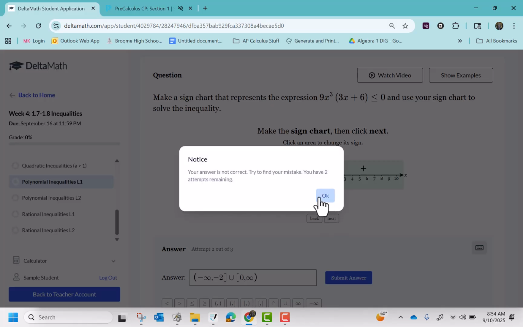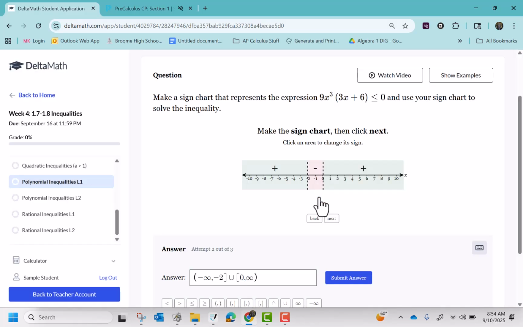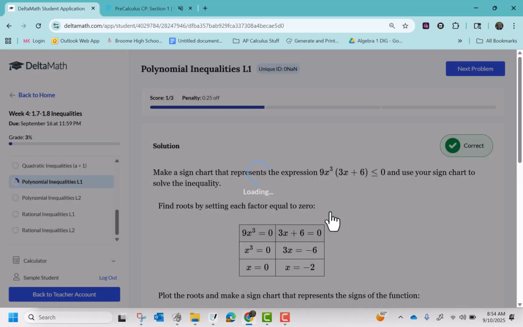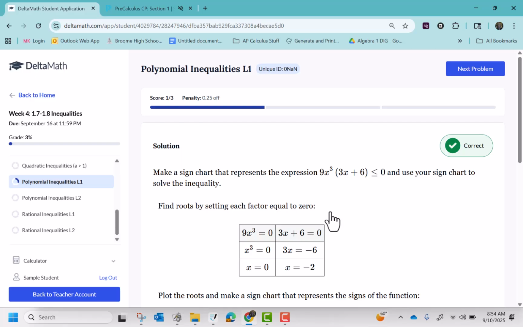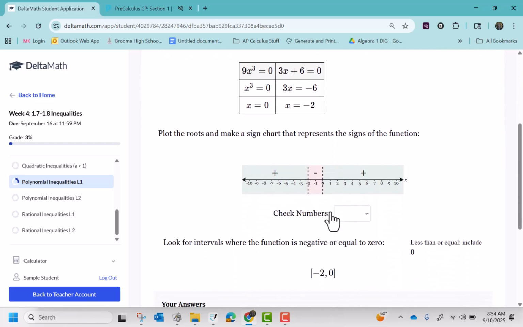Oh, what did I do wrong? Oh, less than 0. Shoot. That's what I just did, greater than 0. Less than 0. So it's between negative 2 and 0. Negative 2 and 0. Now we're happy. Okay, and it goes through and it does show you what to do.